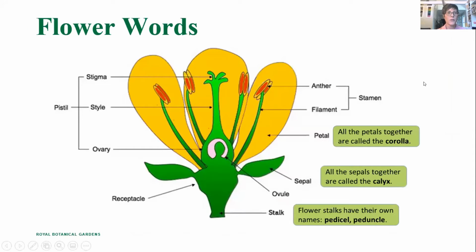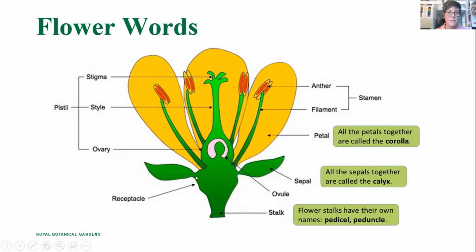Okay, we're going to go over flower words very quickly. These are words that you would have learned in your high school biology class, but sometimes that's a long time ago. So let's look at the typical parts of a flower, beginning at the bottom of the flower. The stalk that the flower is attached to, and there isn't always one, but if there is one, flowers have their own words for their stalks. They're called pedicels or peduncles, depending on the kind of flower and the situation.